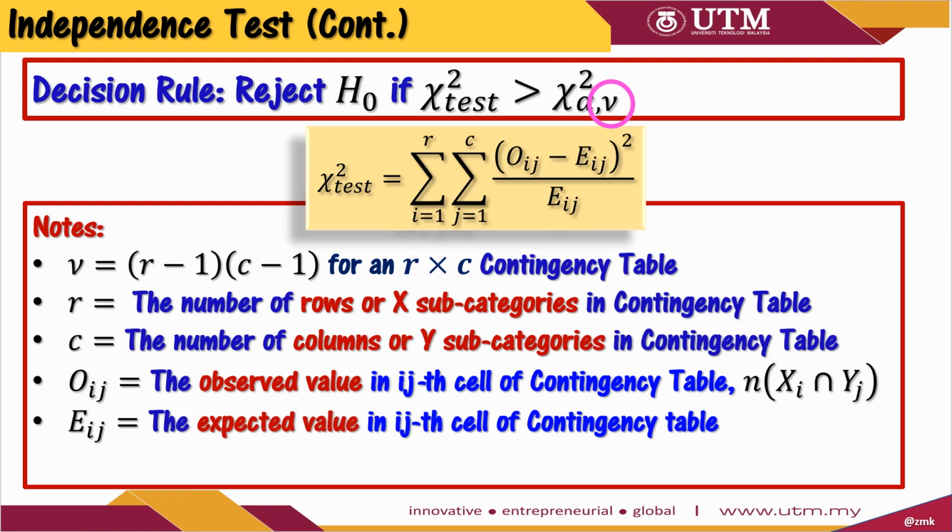The notation Eij represents the expected value in the ijth cell of a contingency table. Unlike in a goodness of fit test, where all expected values have to be at least 5, in an independence test, we do not have any constraint on the expected values. That is, Eij can take any value and we do not combine any cell if Eij is less than 5.